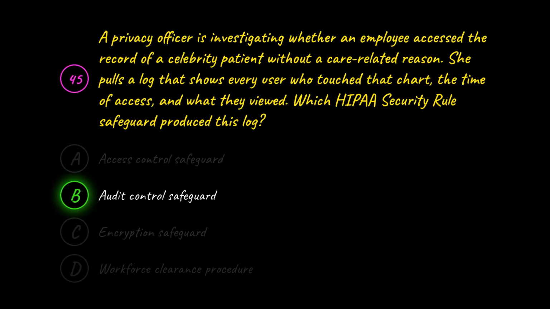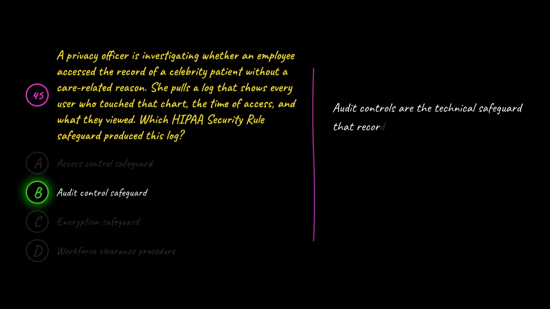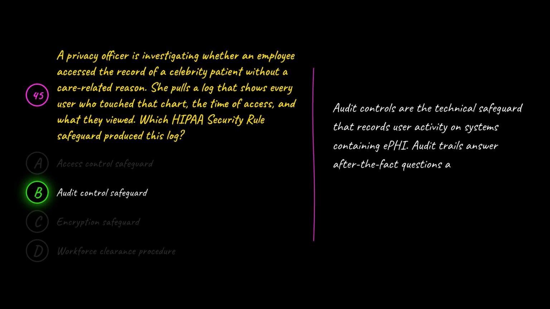The correct answer is B. Audit control safeguard. B is correct because audit controls are the technical safeguard that records user activity on systems containing EPHI. Audit trails answer after-the-fact questions about who accessed what and when, which is exactly what the privacy officer needed.